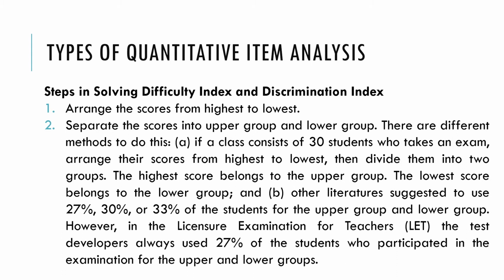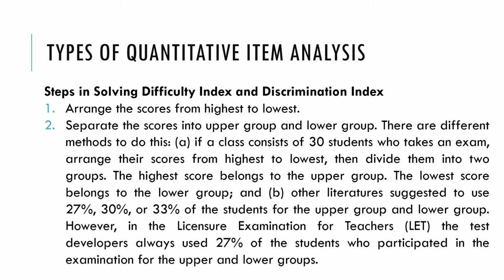If a class consists of 30 students who take an exam, arrange their scores from highest to lowest, then divide them into two groups. The highest scores belong to the upper group, the lowest scores belong to the lower group. And letter B, other literature suggested to use 27%, 30%, or 33% of the students for the upper group and lower group. However, in the licensure examination for teachers, the test developers always use 27% of the students who participated in the examination for the upper and lower groups.